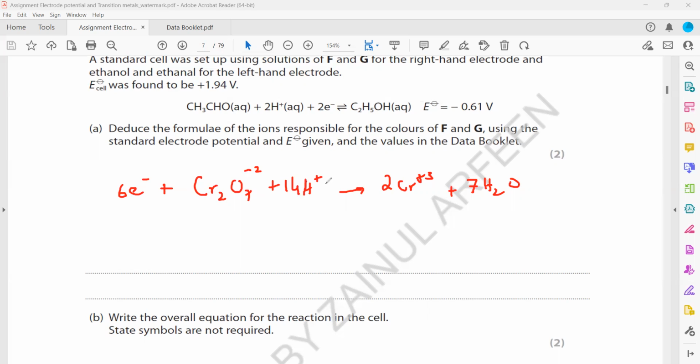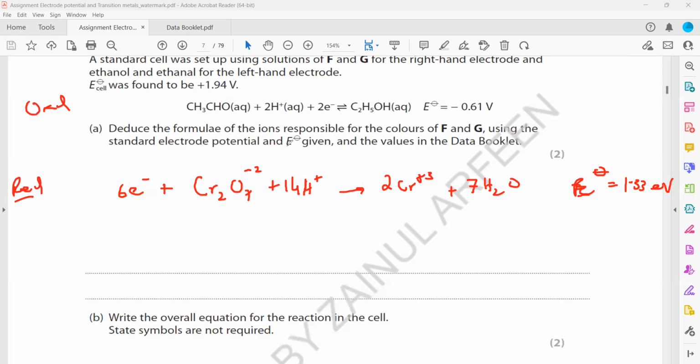Now, to write a balanced equation, there are 2 ways to write this equation. We want to write a combined equation for this. So you can do reduction minus oxidation, and the electrode potential for this change is 1.33. The one which is positive means it gained electrons, so the reduction happened. It means oxidation is happening for the other one, because the one with the higher positive value is where reduction happened.